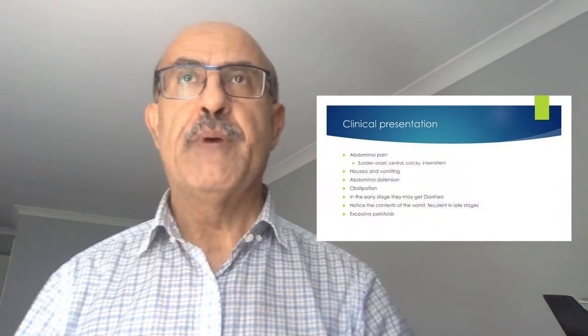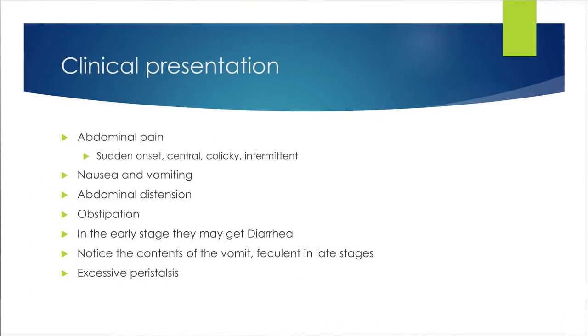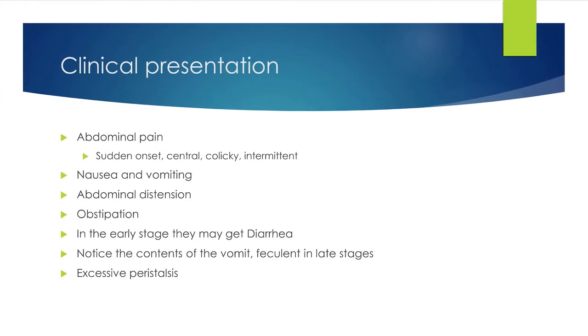Now we understand the pathophysiologic impact of the small bowel obstruction. We'll move on to the clinical side of things. How do these patients present? They present with abdominal pain of a sudden onset. Pain is central, usually around the umbilical region, and it's colicky and intermittent. That will be associated almost certainly with nausea and variable degree of vomiting.